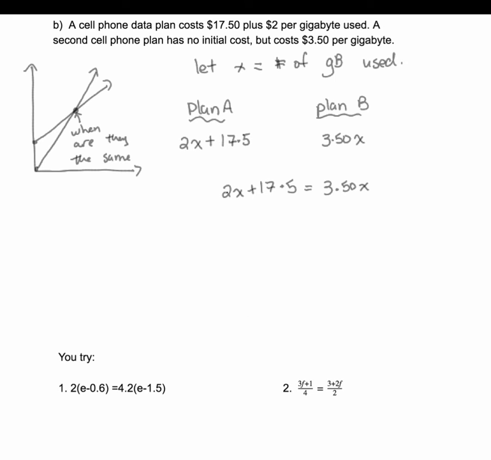Now, since I can see that 2 is smaller than 3.5, I'm going to move 2x to the other side. So I'm going to subtract 2x from both sides, leaving me with 17.5 equals 2, and then 3.5 minus 2 is going to be 1.50. And then from here we divide by 1.5. So divide by 1.5, divided by 1.5, giving me a value of 11.67. So it's not a perfect number, but that's okay.